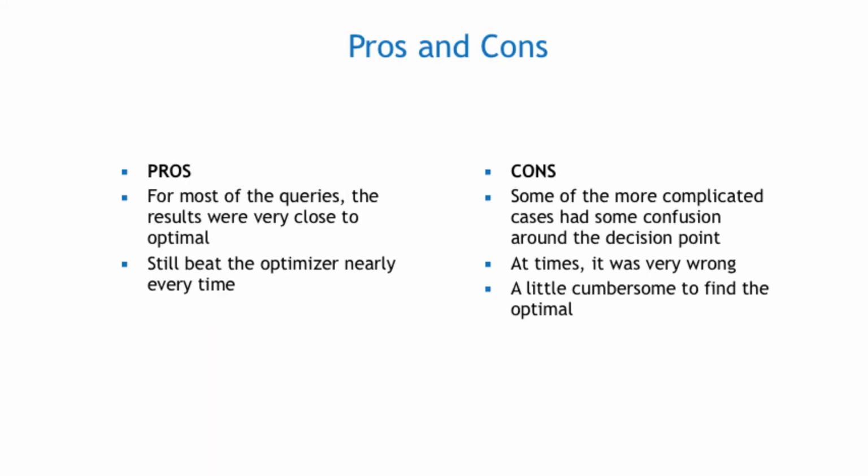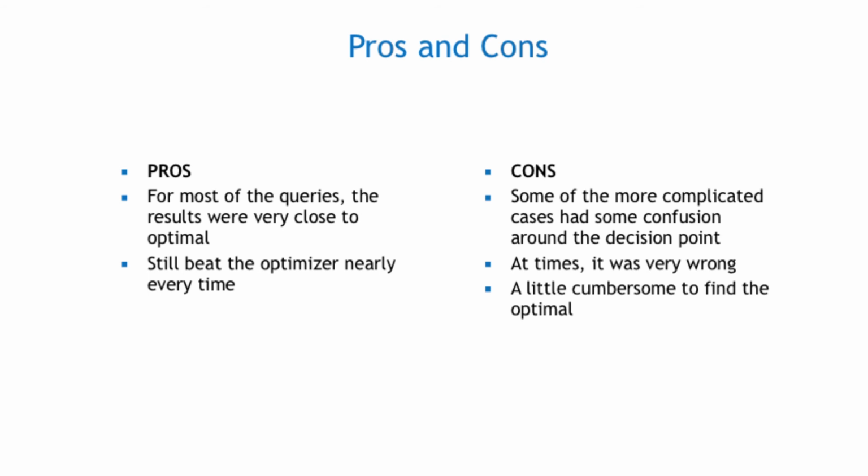So what did we learn? The papers really didn't give us much guidance on how to implement this, so we took a few stabs ourselves. The neural network outperformed the query optimizer almost every time, and it approached optimal very often. Still though, there were times that the complicated cases caused a little bit of confusion, especially around the decision point, and it maybe missed the decision point and kept going. And it's a little bit cumbersome to find the optimal.